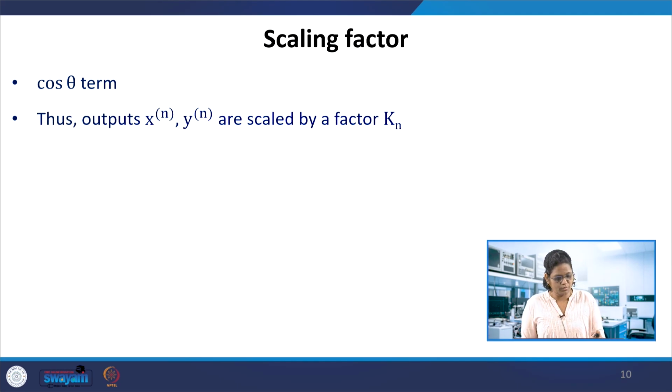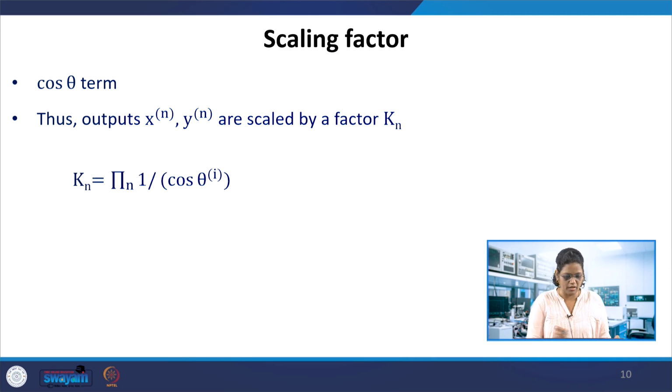So our outputs yn and xn are scaled by a factor kn. That is xi plus 1 or yi plus 1, whatever is computed, at the nth iteration. N specifies the nth iteration. I varies from 0 to however many iterations you go for. So kn is the product of 1 by cos theta i. So how many 1 by cos theta terms we have neglected in each iteration, the product of these 1 by cos theta is giving us kn.